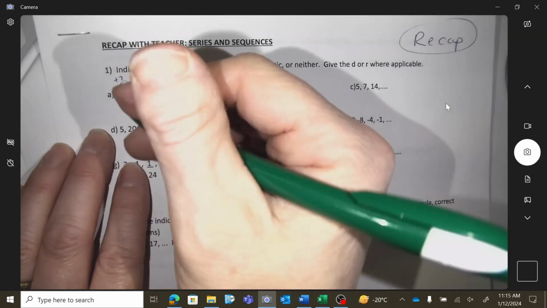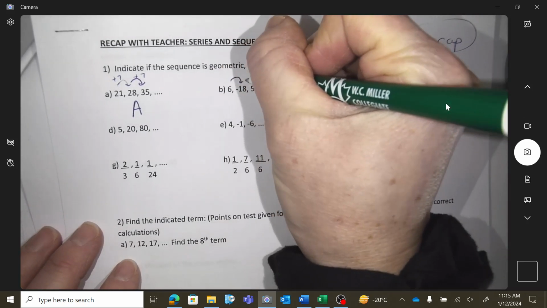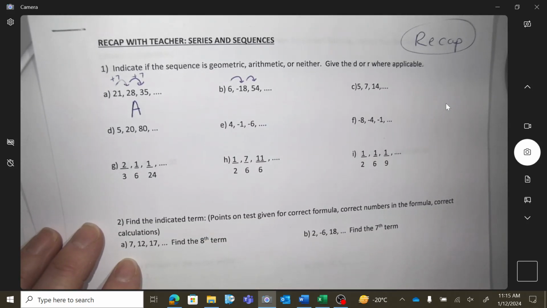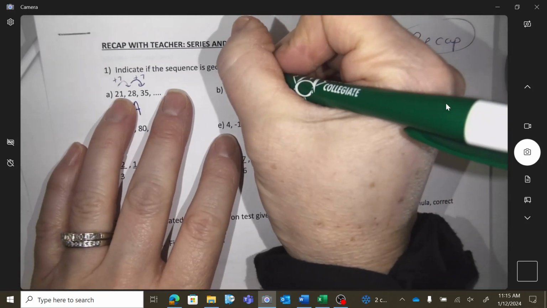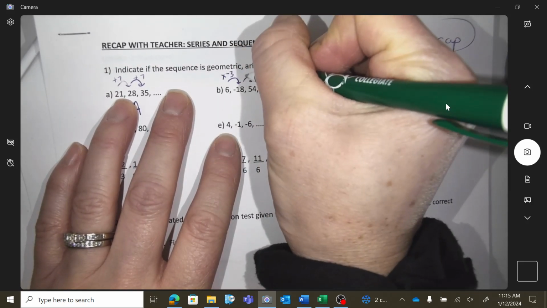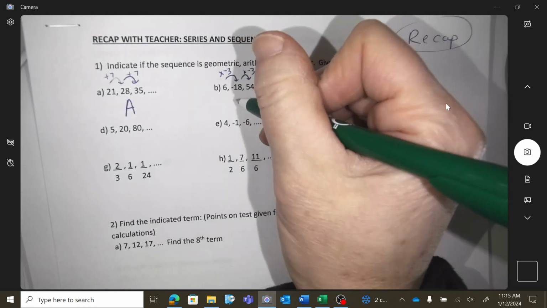So then it is arithmetic. Okay, B, did you do a same pattern, same pattern? So did you do a same adder or a same multiplier each time? What are you thinking? Because I times by -3 and I times by -3. So yeah, it worked out.